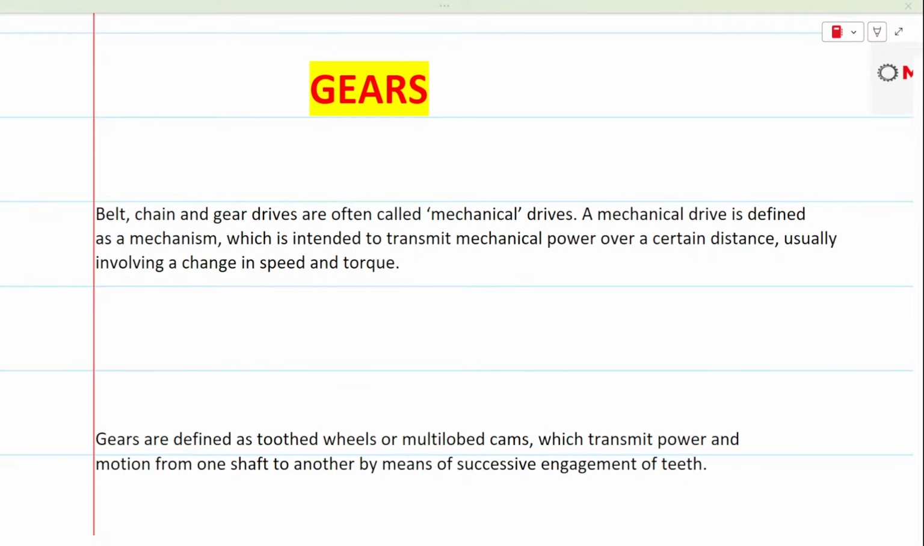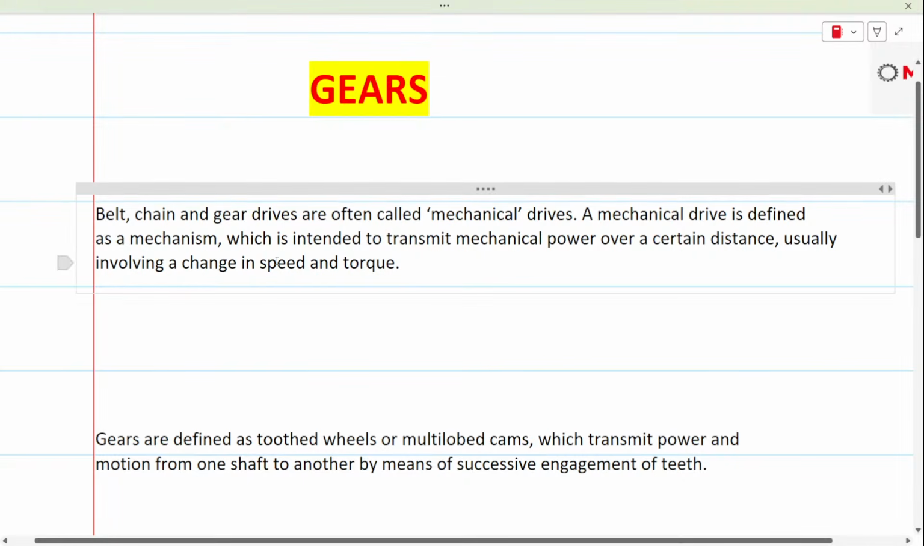So let's begin our discussion. The first part of the gears is to understand the terminology. Let's start our discussion.